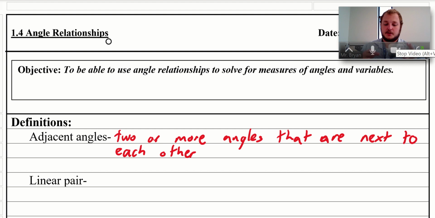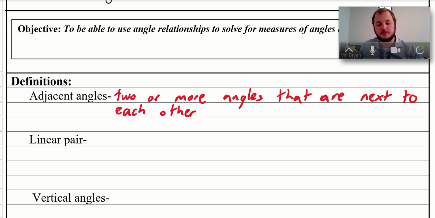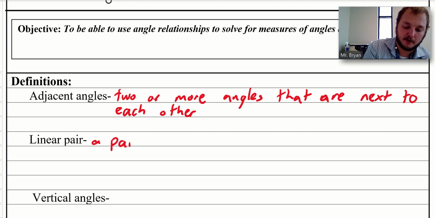Adjacent just means two or more things that are next to each other. In this case, that's just two or more angles that are next to each other. We don't use that for specific problems, but it helps to understand that definition because then we get into a linear pair, and that helps us define that a little bit better. So a linear pair, we're going to use the technical term first, and then I'll draw a diagram of it.